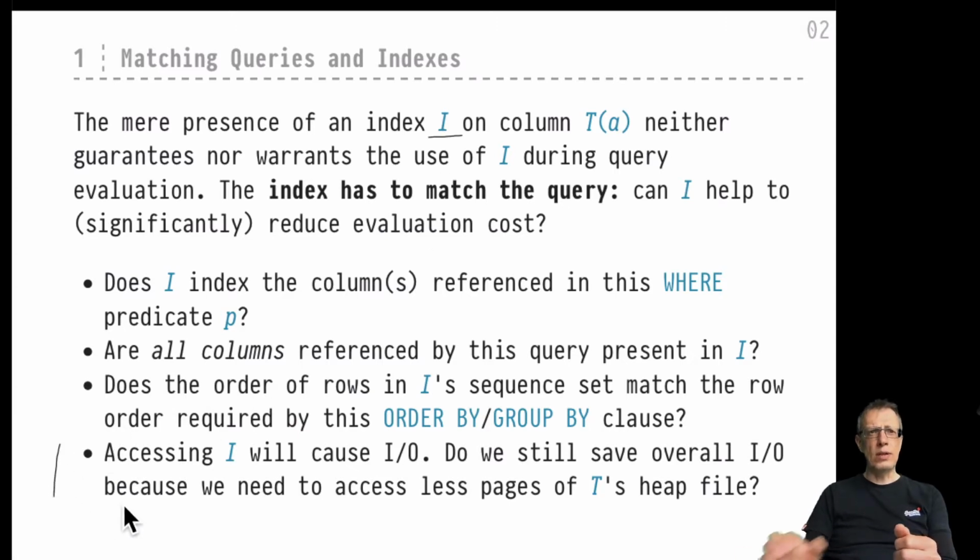Even if an index appears to match a particular predicate, a search predicate in a query, for example, we still have to recall that accessing the index I itself will cause I/O. We have to access the root page, then the child page, then the leaf pages, the sequence set of leaf pages of an index. We have to perform lookups from that sequence set into the heap file. This can cause random I/O if you're not careful. We have talked about all of these aspects already.